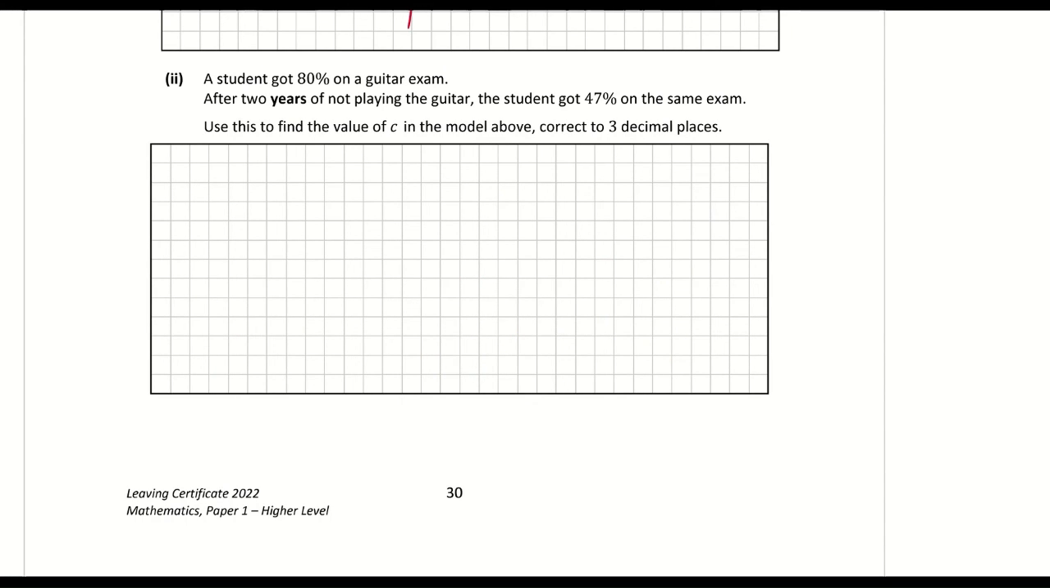Final part, E part 2. A student got 80% on a guitar exam. After 2 years of not playing the guitar, the student got 47% on the same exam. Use this to find the value of c in the model above, correct to 3 decimal places. So using the equation from above, a is equal to b times t plus 1 to the power of c. So that's coming from the top of the question here.